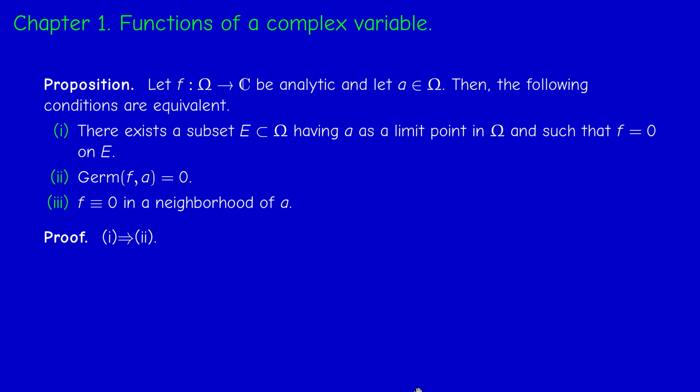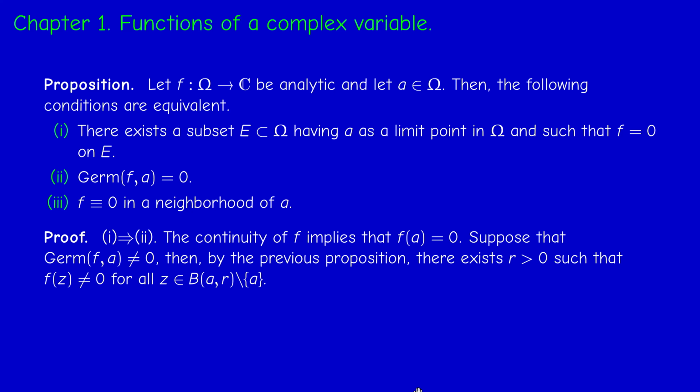So we start with 1 implies 2. Now we don't know anything about the set E. It could be countable, it could be uncountable. We shall see examples. It could just be a sequence actually, as we shall see in the exercises. If F vanishes on E and A is a point in the closure of E, then of course F vanishes at A by continuity. This is the first thing. So the first element of the germ is 0.